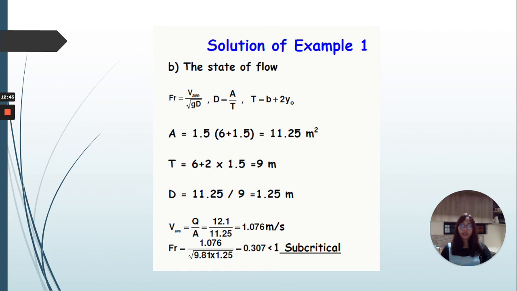And by getting the area, the top width, and the hydraulic depth, we can get the Fr, state of flow, equal to 0.307, which is less than 1, and it is subcritical. And that would be all.